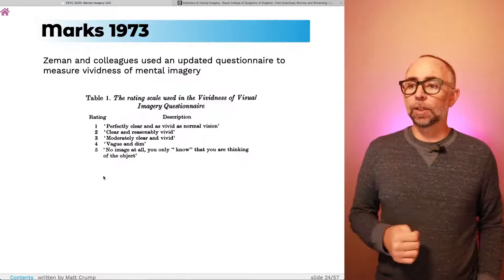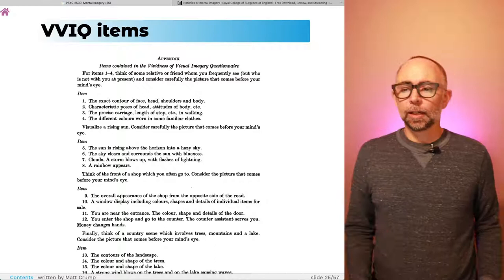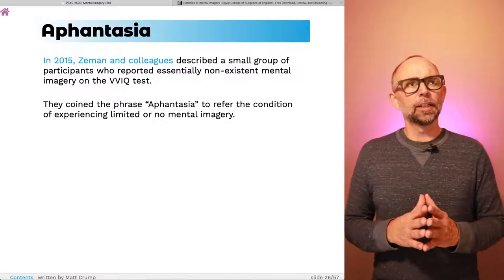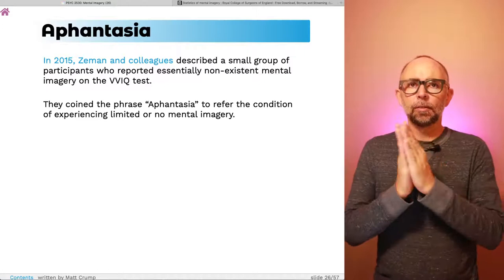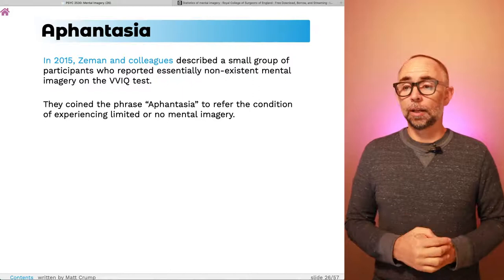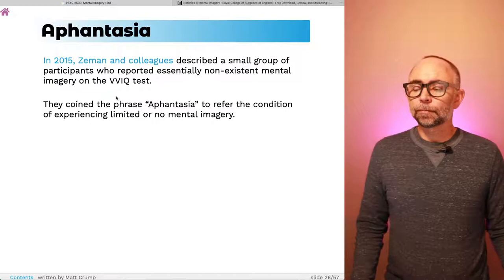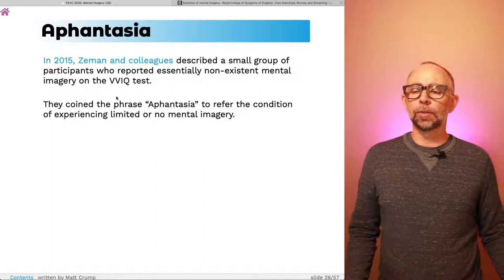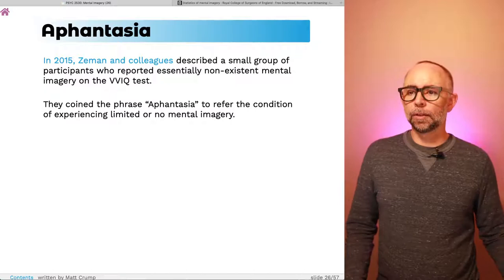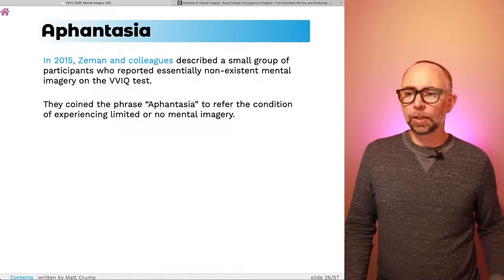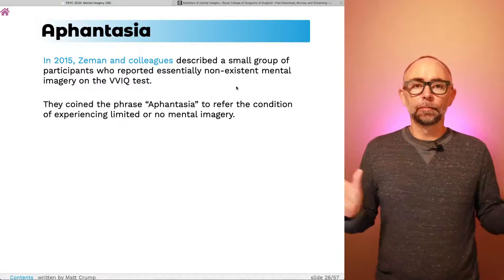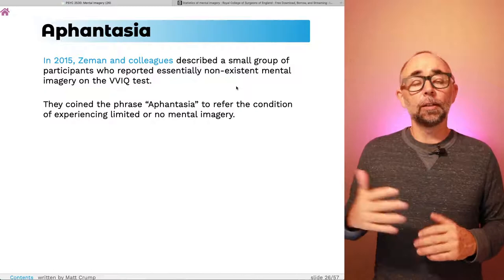So Zeman got this questionnaire and had his participants fill it out, because he got interested in how many people out there are experiencing these wild extremes in mental imagery ability. So in 2015, after Zeman had found one person who was saying they have essentially nil visual imagery, they got a bunch more people to fill out the VVIQ, the Vividness of Visual Imagery Questionnaire. And they found a bunch of people again who are getting very low scores. They're saying that they essentially don't have visual imagery.